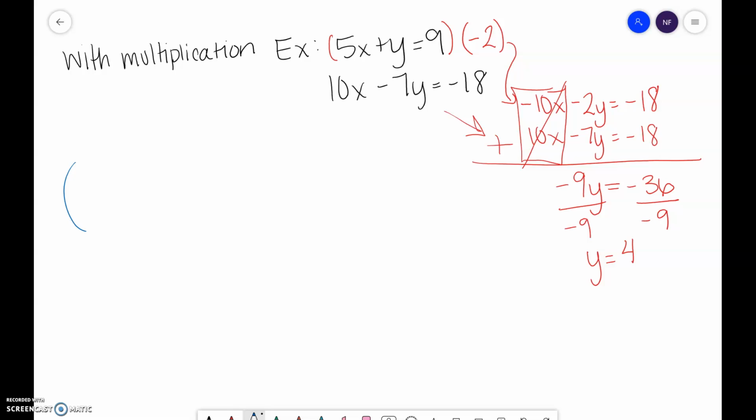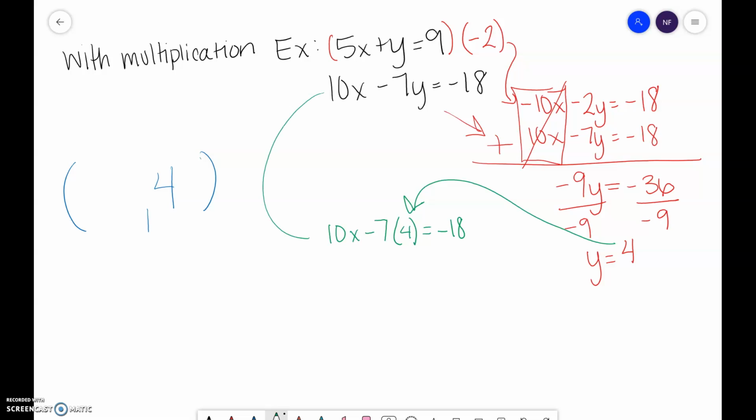So again, we have half of our answer. We have y is 4, and we still need the second part of our answer. So we're going to pick one of these equations and plug y into it. So we can pick the second one. So we could do 10x minus 7 times 4 equals negative 18. So now we have 10x minus 28 equals negative 18.